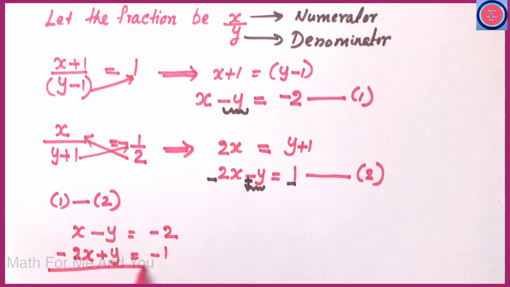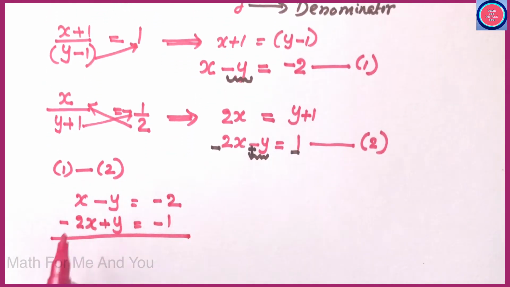What result we get? x minus 2x. x means it is 1, 1 minus 2, it is minus 1x or minus x. Minus y plus y cancel. Minus 2 minus 1, it is minus 3. Minus x equals minus 3.